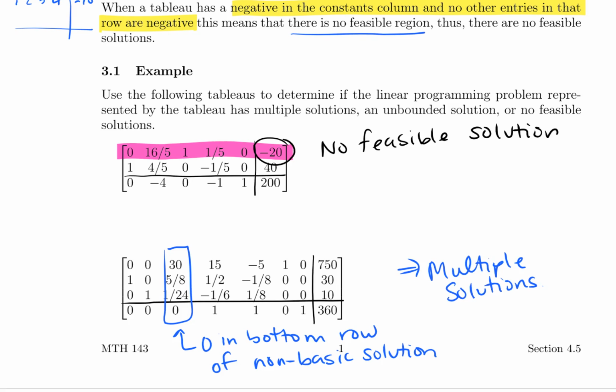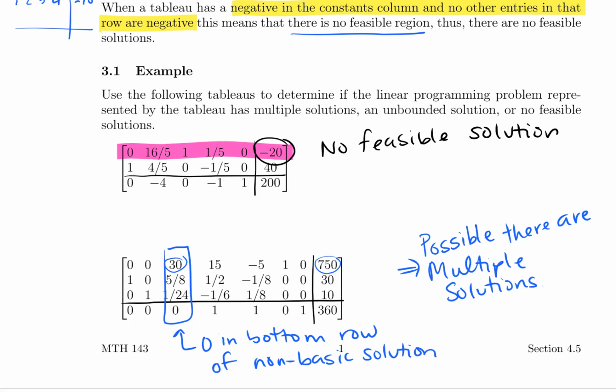Now, it doesn't guarantee that we have multiple solutions, so we want to make sure that we're clear and say that it is possible that there are multiple solutions. We can't guarantee it unless we go ahead and pivot and see if we get another optimal solution from pivoting. Now, if we were going to do that, we would pivot on this column. And so you would take the ratio just as usual. So 750 divided by 30, 30 divided by 580, 10 divided by 1 over 24, and use that to find the pivot element. So when I say pivot on that column, it's pivoting just as usual.